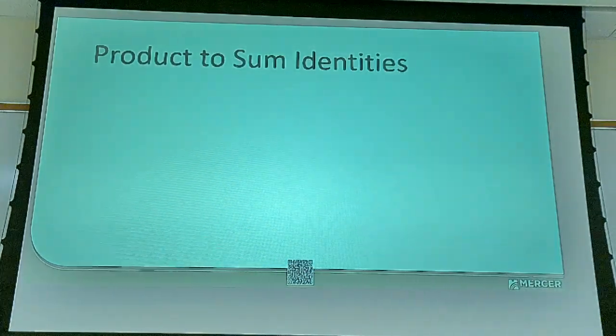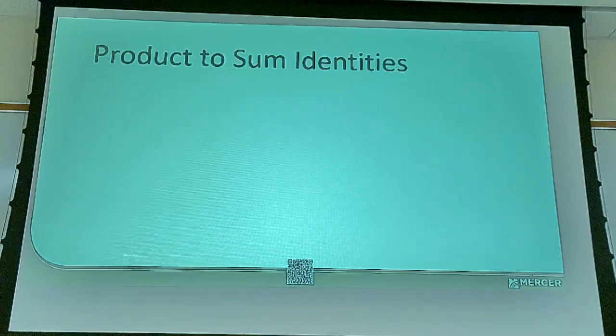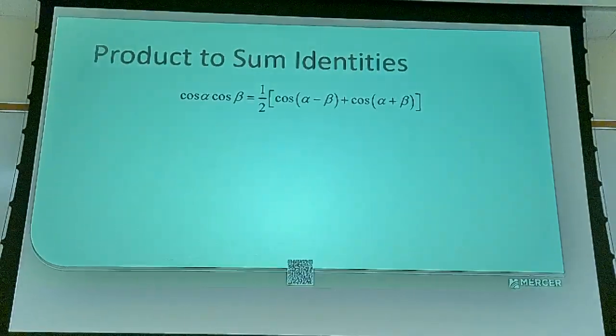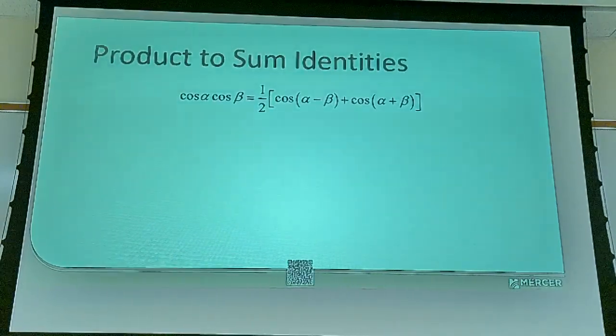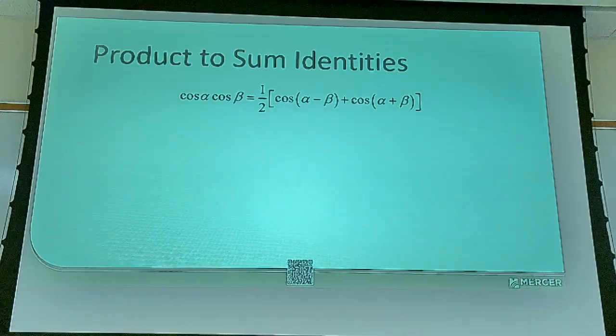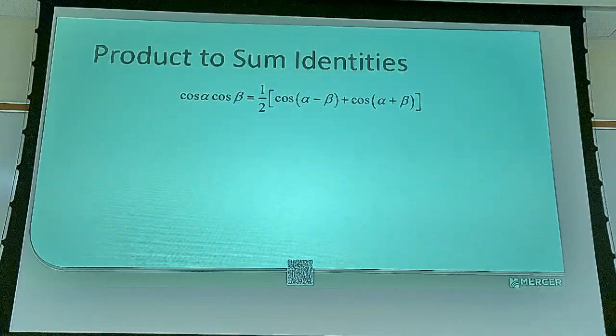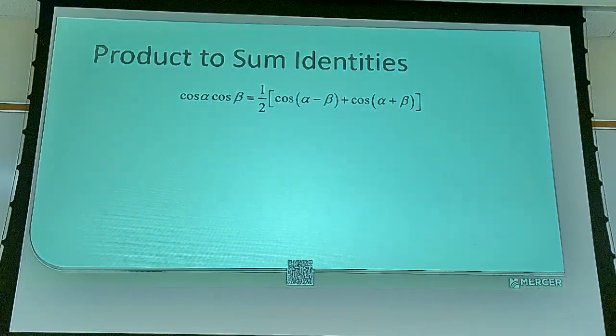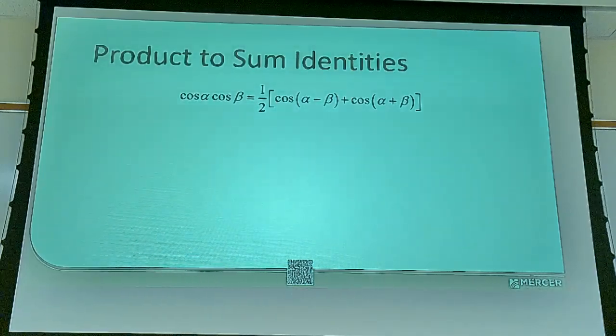Our last two sets of identities. First, the product to sum. Cosine alpha times cosine beta, right? So this is going to allow us to write products of trig functions, specifically combinations of cosines and sines, as the sum or difference.